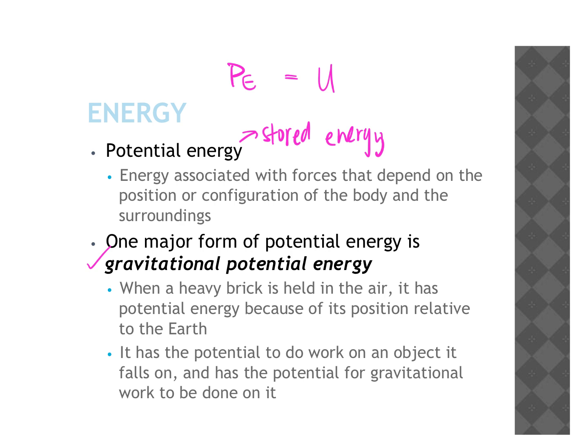So the first type of potential energy we're going to look at is potential energy due to gravity. So this would be UG, potential energy due to gravity. This means, when something is held into the air, it has potential energy because of its position relative to the earth.